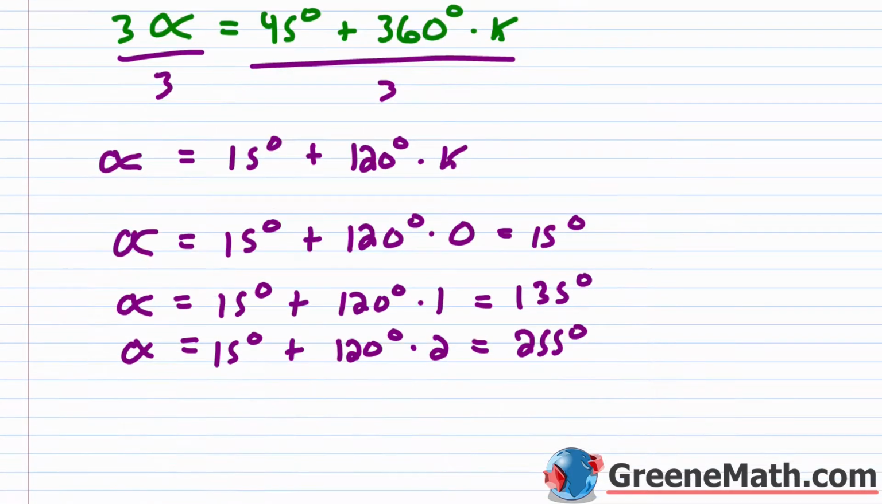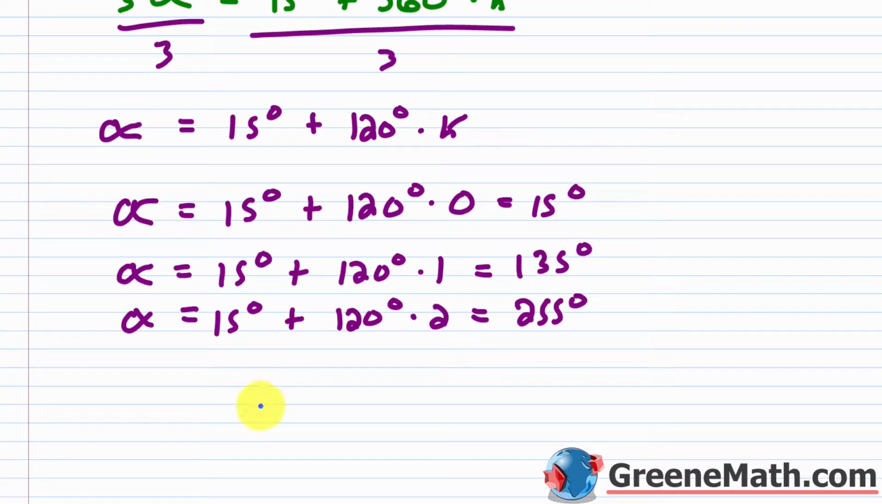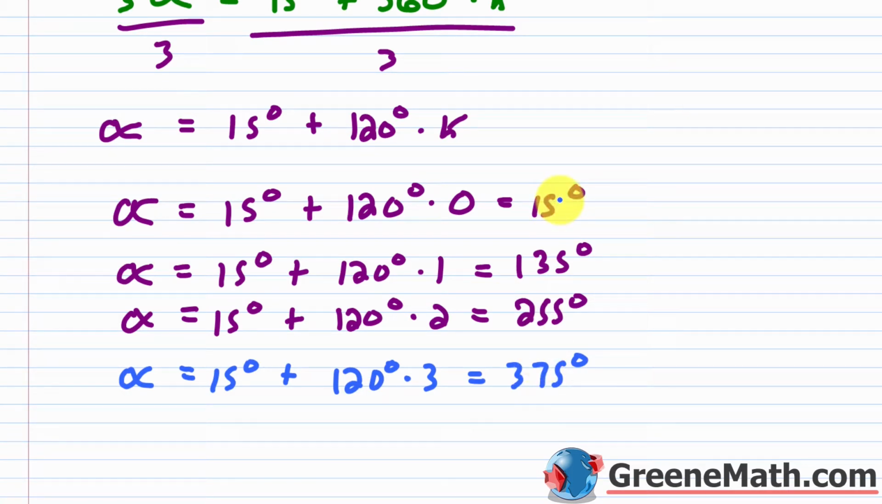And then again, we don't need this, but if you did go to 3, so alpha is equal to 15 degrees plus 120 degrees times 3, well, this is 360 degrees plus 15, which is 375 degrees. 375 degrees and 15 degrees are coterminal angles. So if I was to say the cosine of 15 degrees or the cosine of 375 degrees, it's the same. So you don't need to go 3 and 4 and 5 and 6. You're just going to get repeat solutions. You also don't need to do the negatives because you're just going to get repeat solutions. So let me erase this.